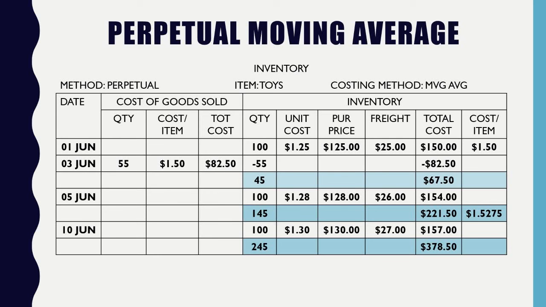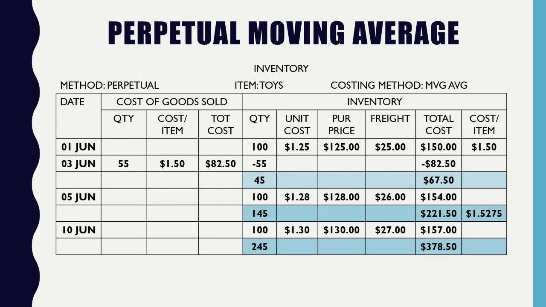And then we do that every time we buy or sell? Correct. Okay. So in this case, I end up purchasing another 100 units. So I have now a new grand total of $378.50. And I need to divide that by a total of 245 units.